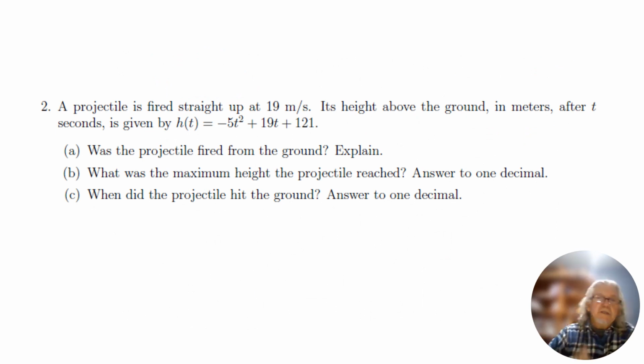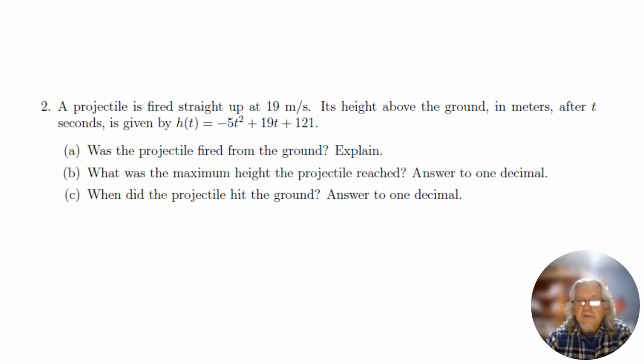So now a projectile is fired straight up, not this, right? It's straight up and straight down at 19 meters per second. Its height above the ground in meters after t seconds is given by this height above the ground. And this is acceleration due to gravity near the surface of the Earth. This is the launch velocity. And it's launched from way up somewhere, 120 meters up. So it's a cruise missile or something. Was the projectile fired from the ground? Nope. What was the maximum height the projectile reached?